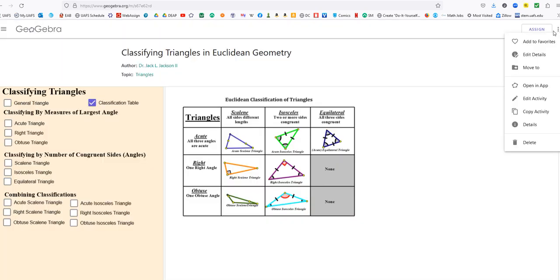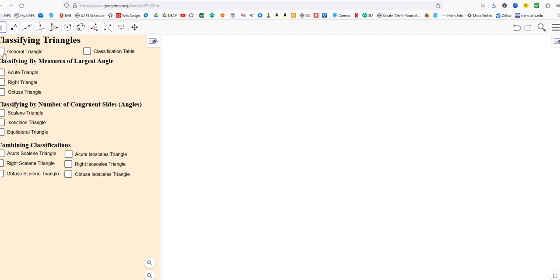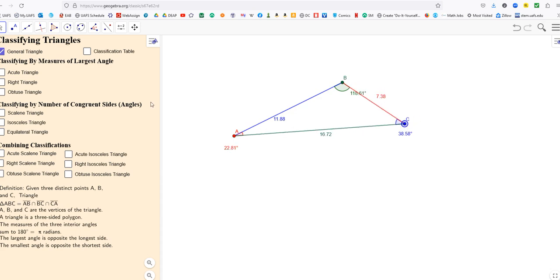Okay, and this one is on classifying some triangles. Here it is. As usual, I like to open these in the app. And here's that same table that we just looked at. So, first of all, here's a general triangle. Here's the definition. We can move these vertices anywhere we want, and we see the sides and angles measured there.